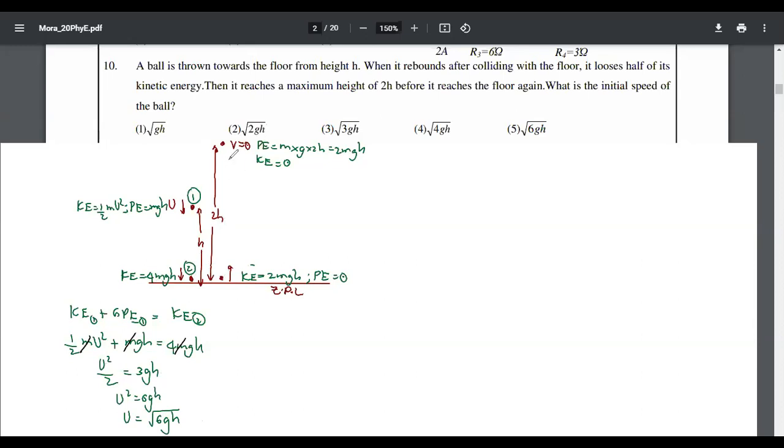Don't forget, whatever potential energy you have here, the kinetic energy you have at the ground will be equal to that. So I first found the potential energy at this point, 2 mgh. Same kinetic energy I will have at the ground here. But when the object hits the ground and bounces back, it has lost half of its kinetic energy. So if this is 2 mgh, the kinetic energy before it changed direction should have been 4 mgh.